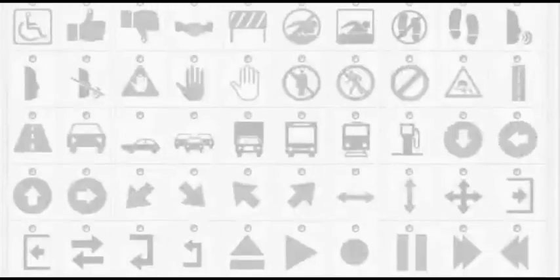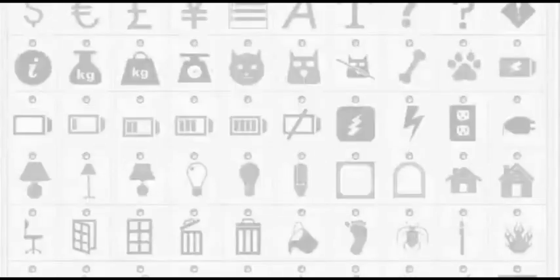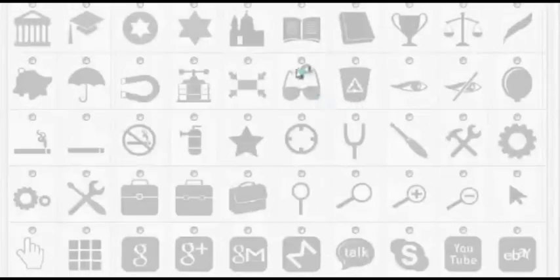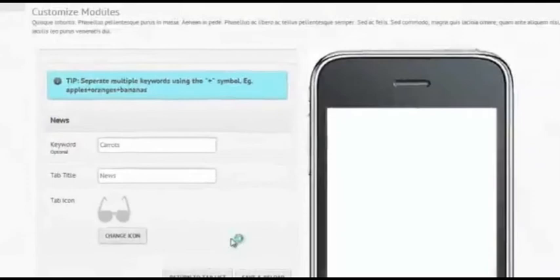So let's just pick something randomly. News. See if we can find something that represents news. Okay. How about these sunglasses? These sunglasses look like they're good news, don't they? Let's go pick the sunglasses, and we'll go ahead and click submit there. Oh, lost it. Still loading. Okay, so now news is going to be represented by those sunglasses, and the keyword is going to be carrots.